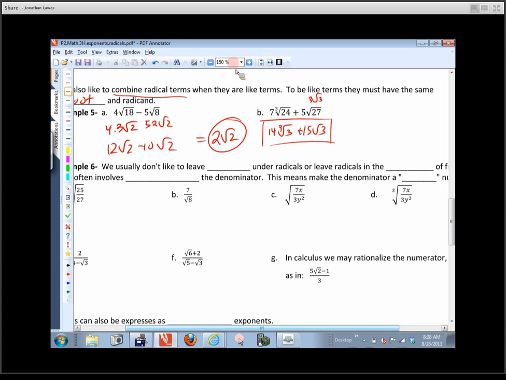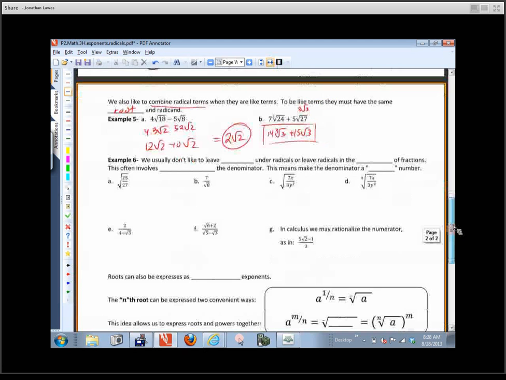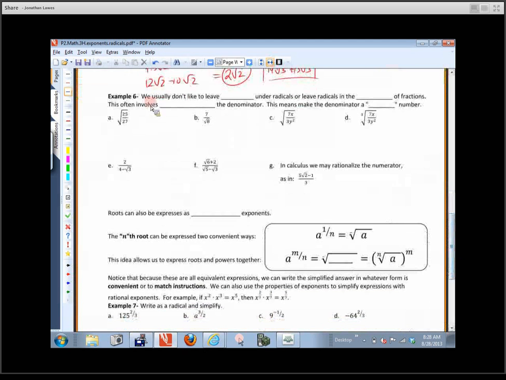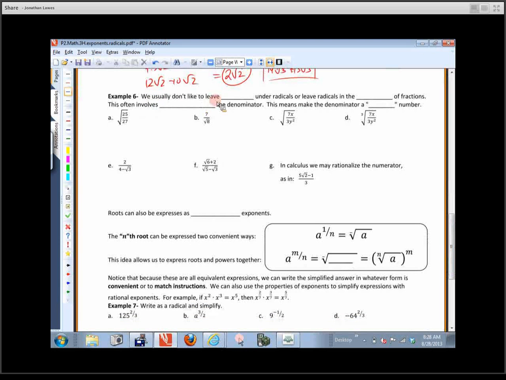Okay, any questions? Okay, we're now to the point where I got a few questions in the emails. We usually don't like to leave radicals in the denominator. So what don't we like to leave underneath radicals? Fractions. We don't like to leave fractions underneath radicals. There's nothing wrong with it. It's just by convention, and if we have to use them again later on, it would be better if they weren't there. And we also don't like to leave radicals in the denominator.